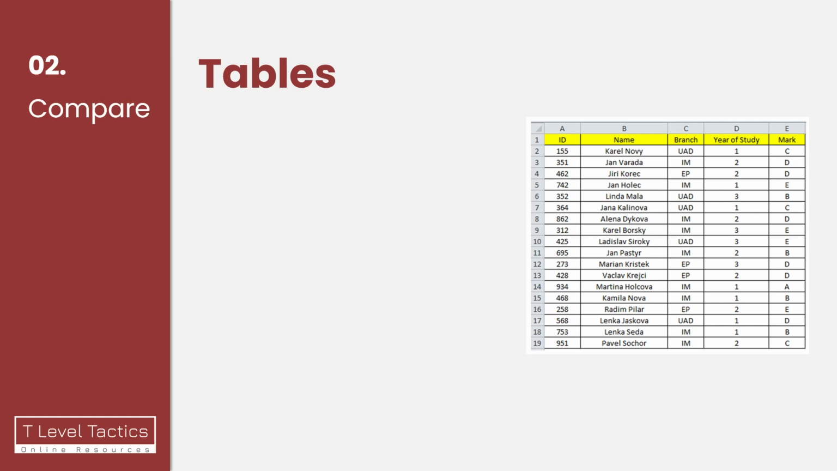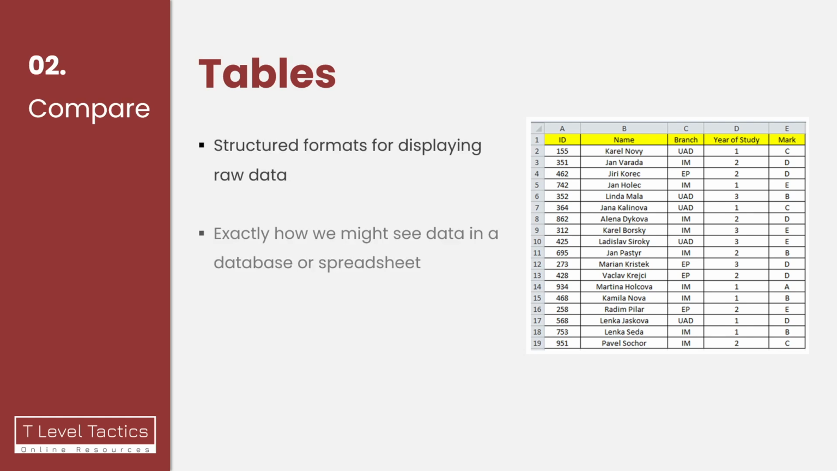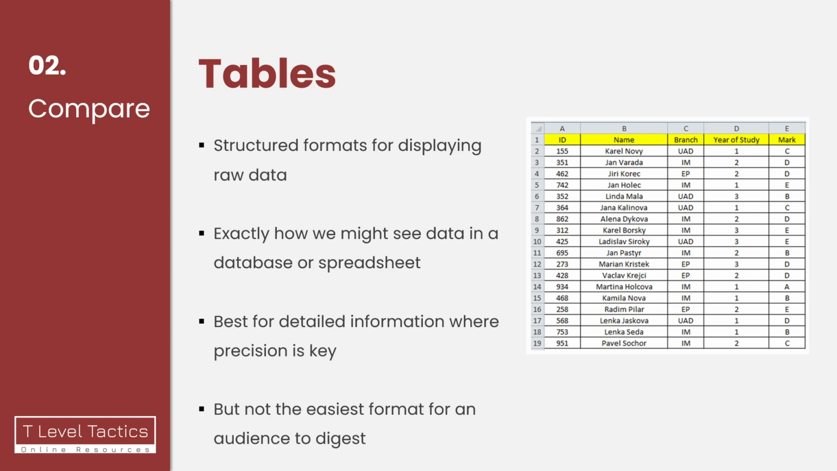We could display our data in a table, much like it might be in a spreadsheet or a database. While it's structured and we can see it exactly how it would be, it's perhaps not the easiest to comprehend. It's perfectly fine for detailed information where precision is key, but it's really not the best way for an audience to digest what we're trying to communicate.